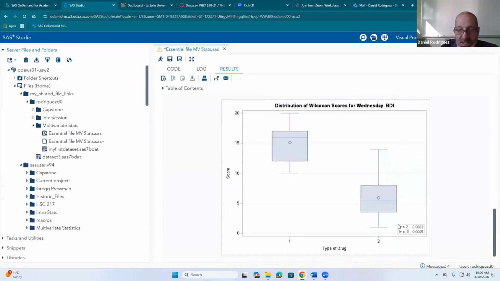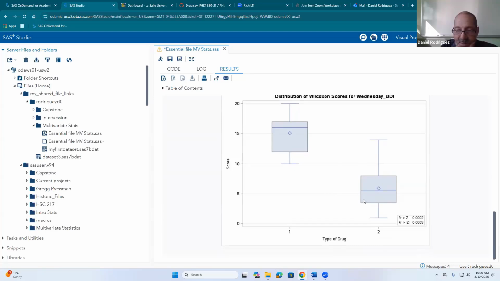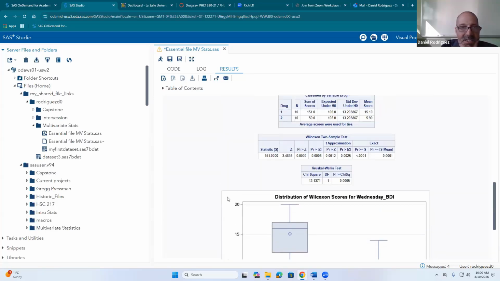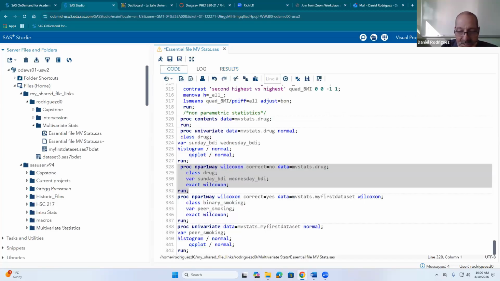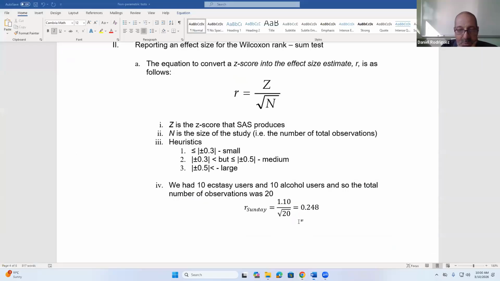So it is statistically significant. You can see that we have this separation, and even in the interquartile range we have very little in common, in fact nothing in common between the two here. All right, so let's go back to our output.